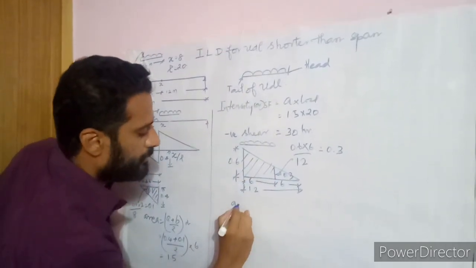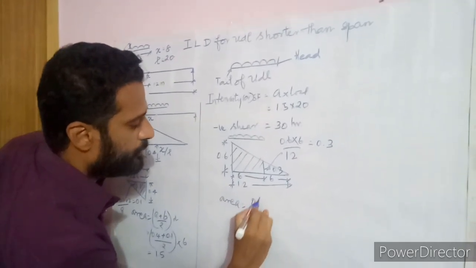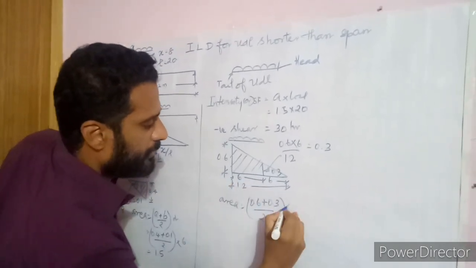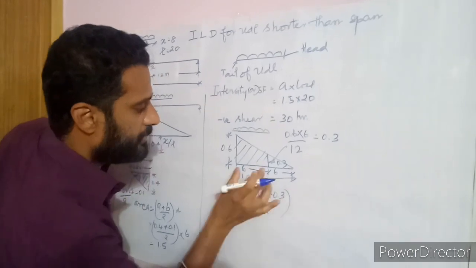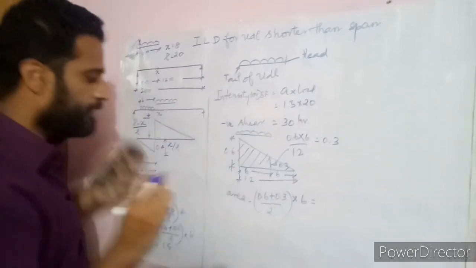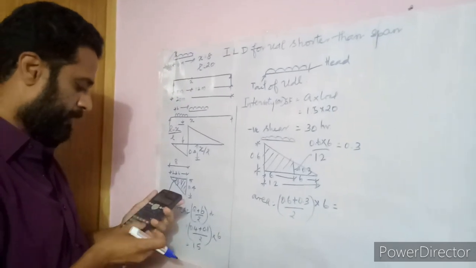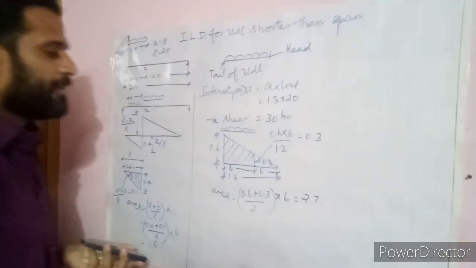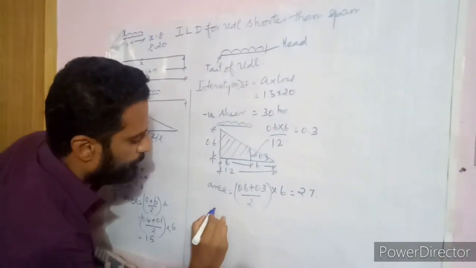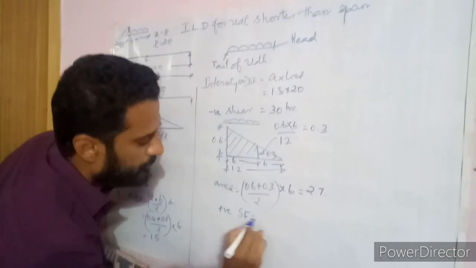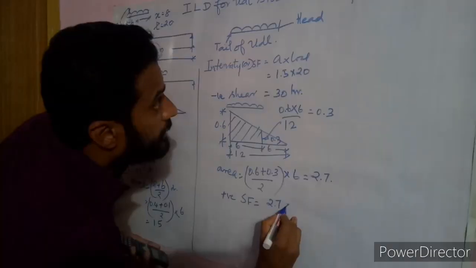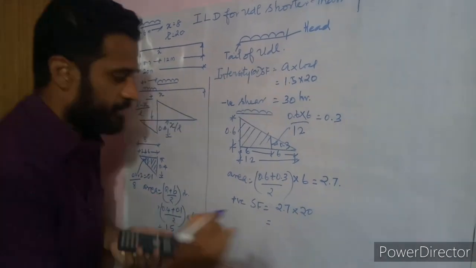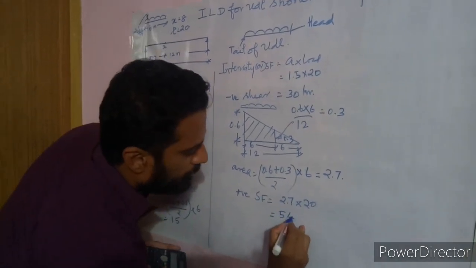So what is the area formula? The area is equal to A plus B divided by 2 into the distance, which is 6 meters. So what do you get? 0.6 plus 0.3 divided by 2 into 6. So obviously the value is 2.7. So now superimpose the loads. So positive shear force is area into load intensity. Load intensity is 20. So 2.7 into 20, which is 54. Right?